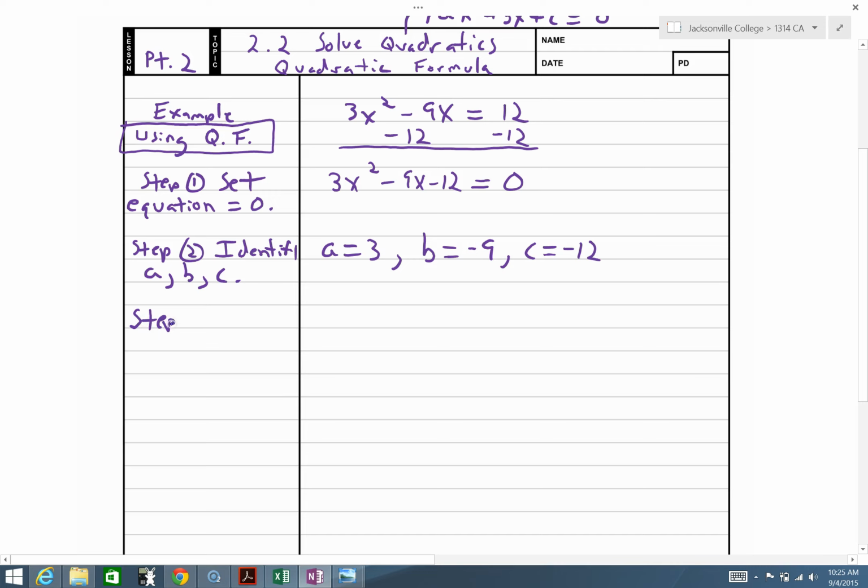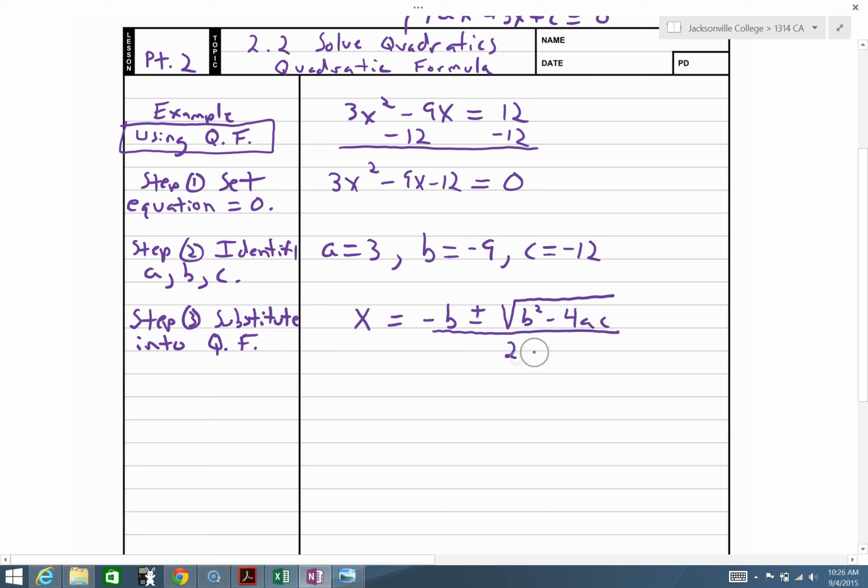Substitute, step 3. Substitute into the quadratic formula. Alright, and this is the bane of many an algebra student's life, memorizing this quadratic formula. Well, in my class you won't have to memorize it. I'll always give you access to it. The quadratic formula states that x, or whatever our variable is, will be equal to negative b plus and minus, because we're typically going to have two solutions, the square root of b squared minus 4 times a and c, all divided by 2 times a.